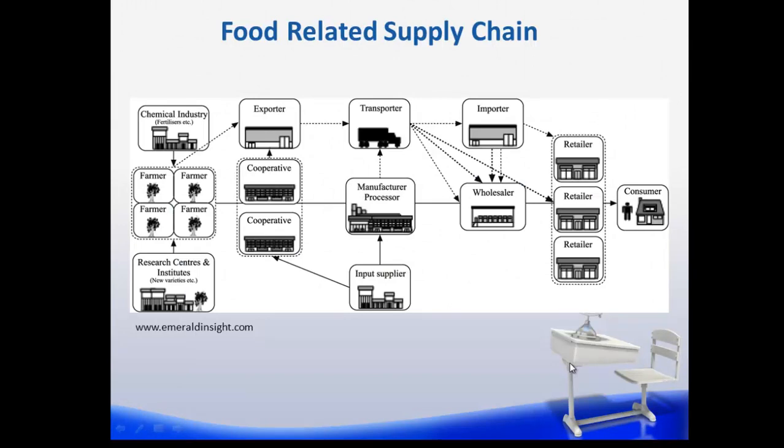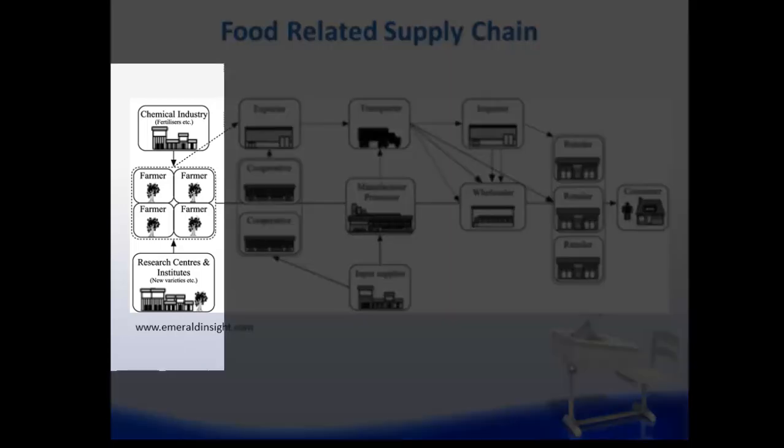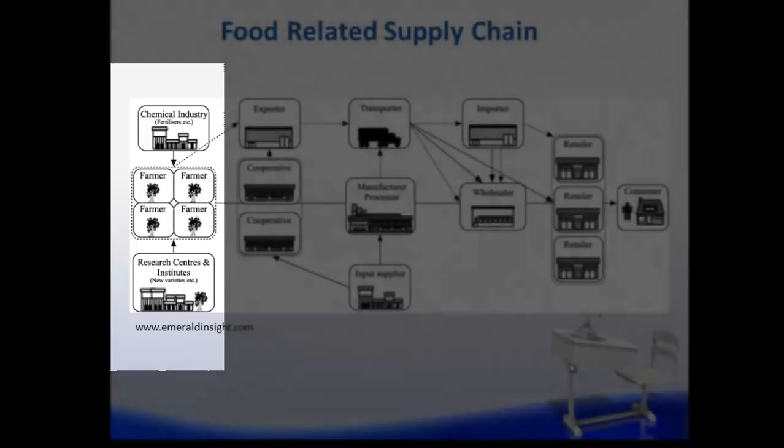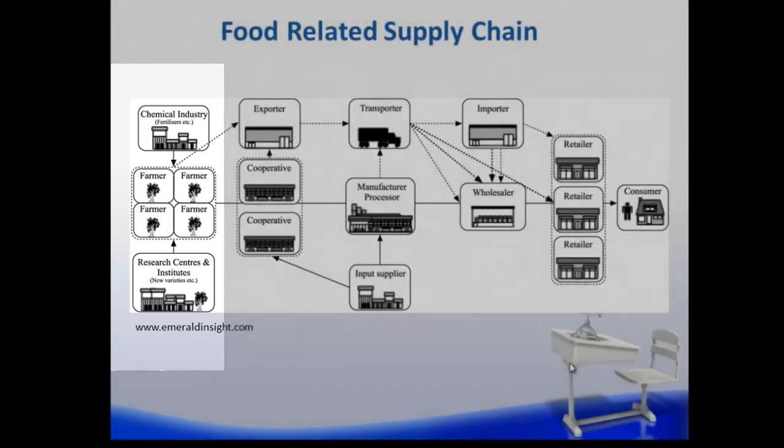Now, one of the most interesting supply chains is the food-related supply chain. Most people do not have an appreciation for how complex the supply chain can become. In the food supply chain, the insights go all the way back in the chain to the suppliers of fertilizer. Now, the fertilizer goes to the farmers from the chemical industry and from research institutions.